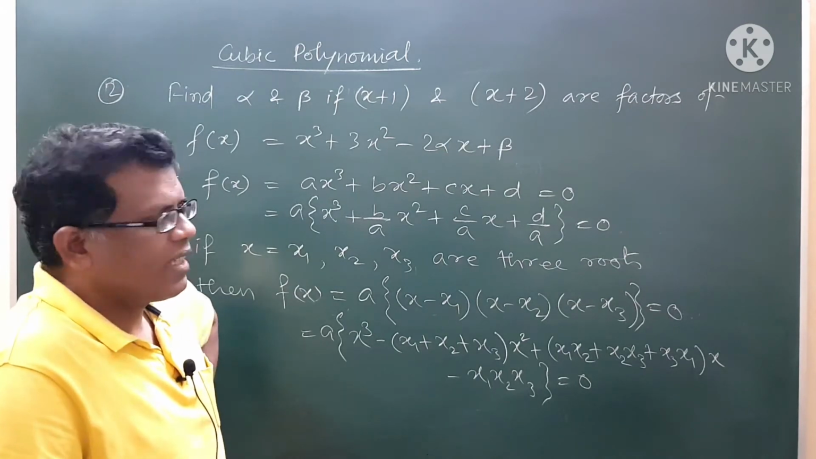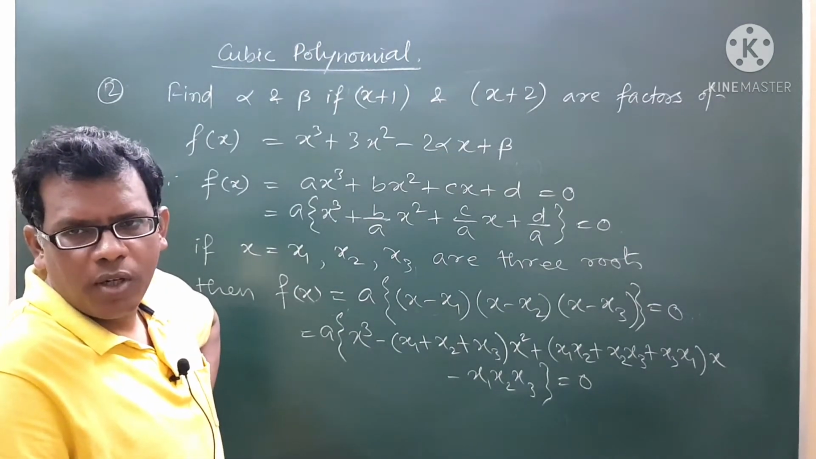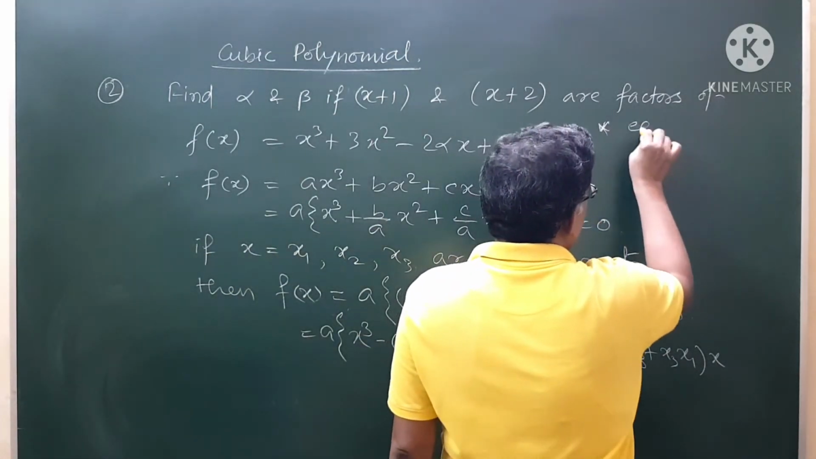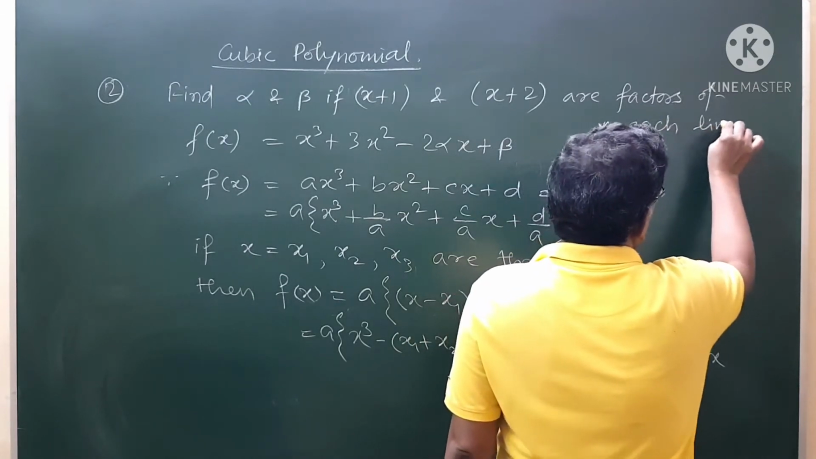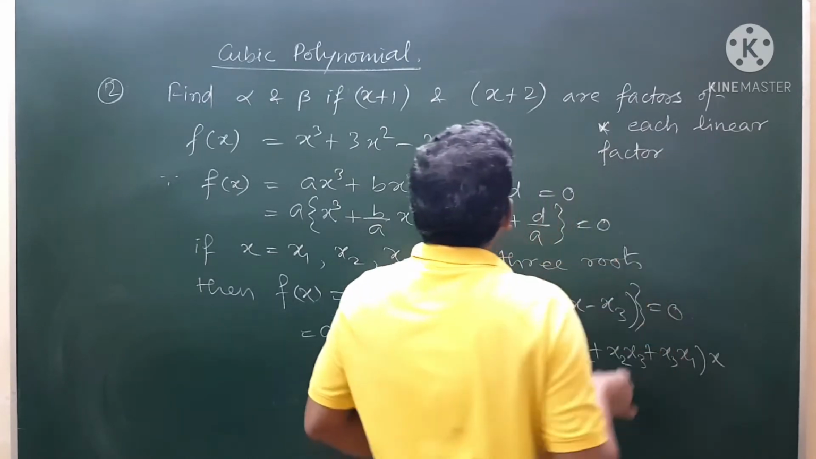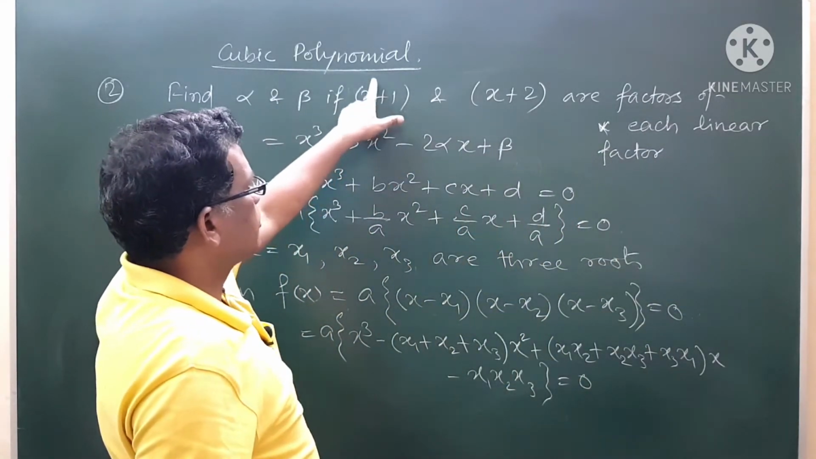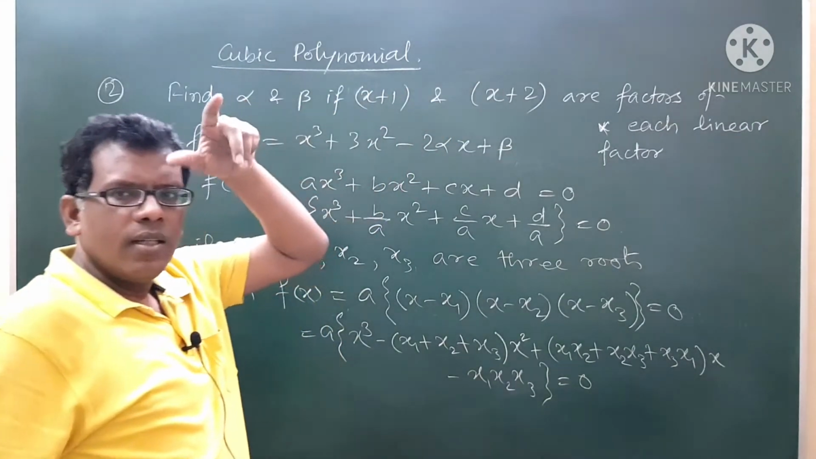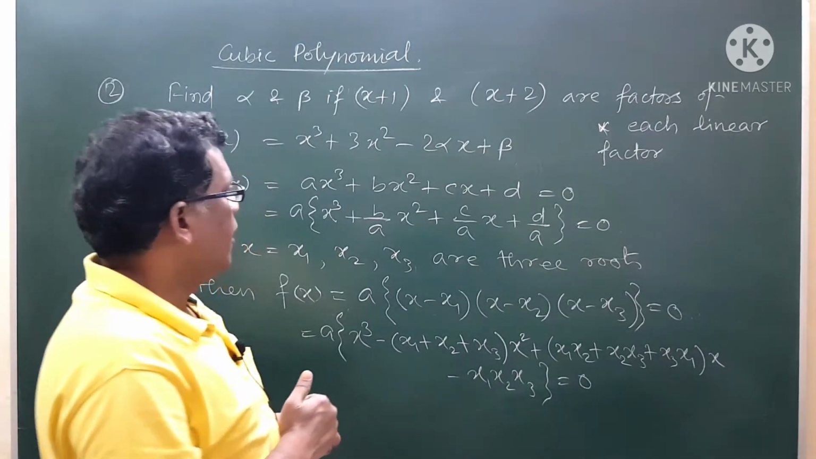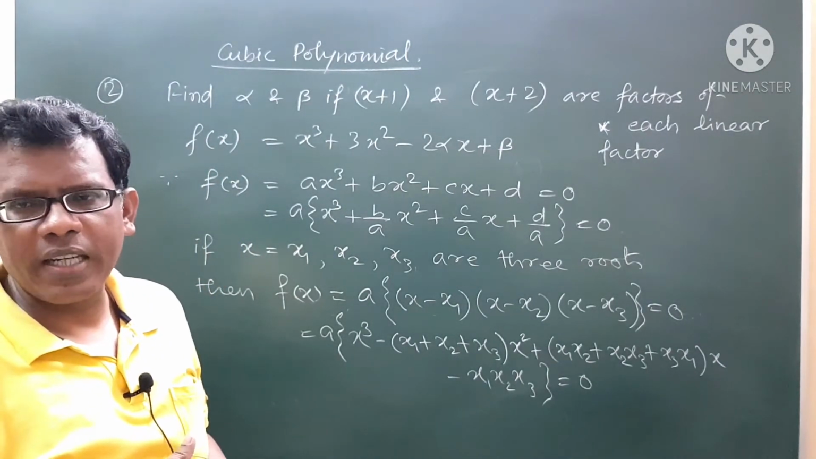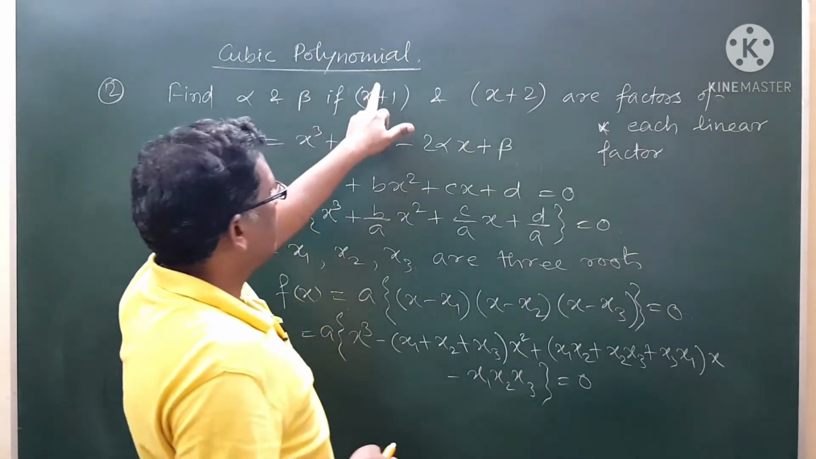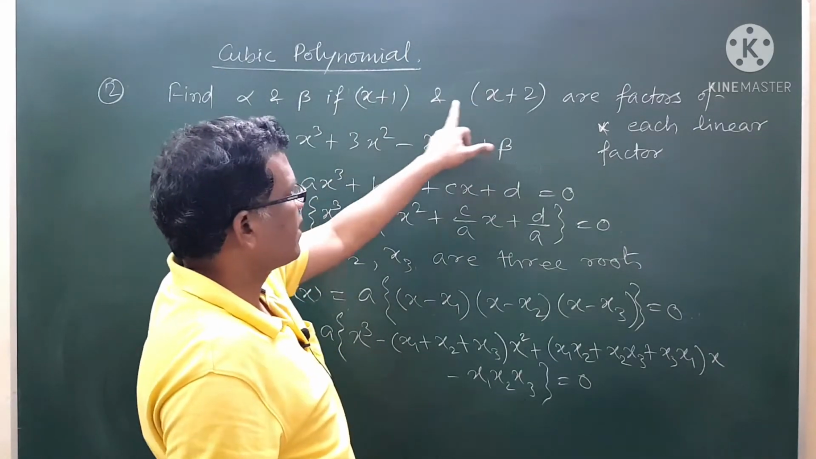Now each linear factor decides one root value of a polynomial. An important theoretical note: each linear factor. What does it mean, saying linear factor? I am coming to that point also. These are linear factors. Why? Because the power of x is 1. When the variable is raised to the power 1, it is called a linear expression. When the power of the variable is 2, it is called quadratic. When the power of the variable is 3, it is called cubic. So the power of the variable being 1, this is a linear factor, and this is also a linear factor.